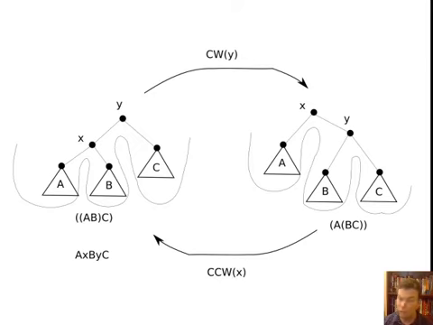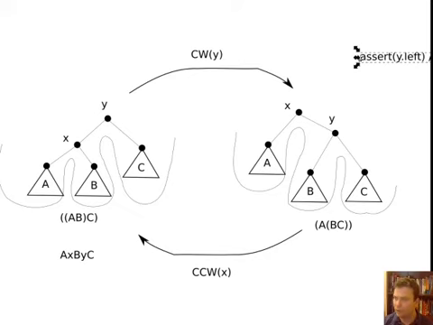Now, just to review how this is going to go with the pointers, we also talked about this in class. For a clockwise rotation, we would have to modify a couple of pointers here. First of all, it's important that Y's left child actually exists. So I'm going to assert Y.left, so Y actually has a left child. That's important. Otherwise, this doesn't make any sense.